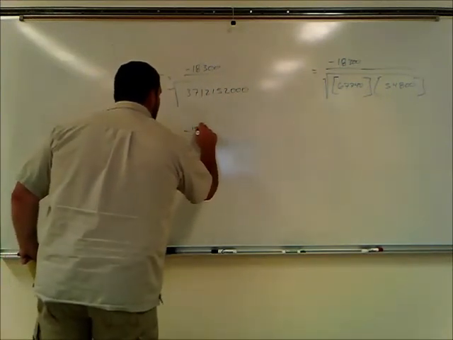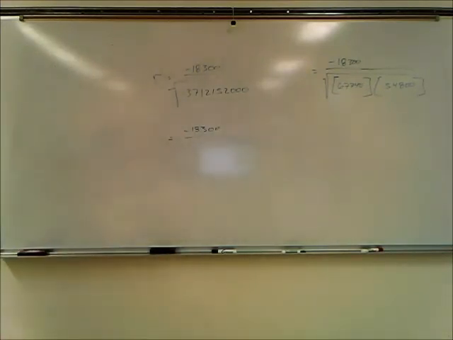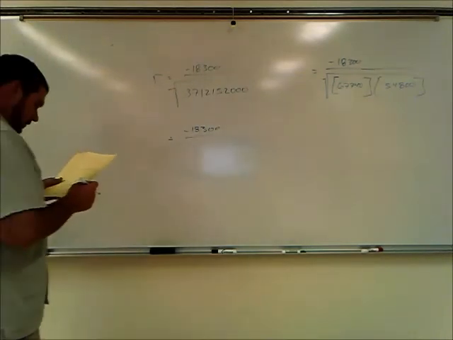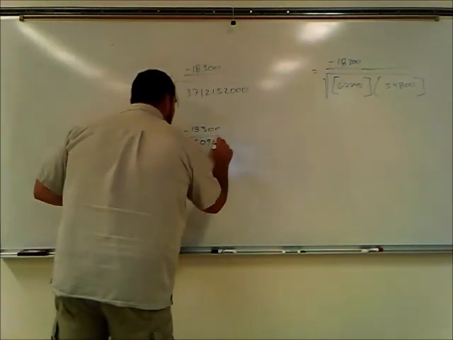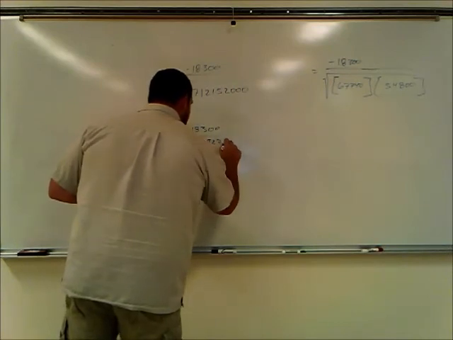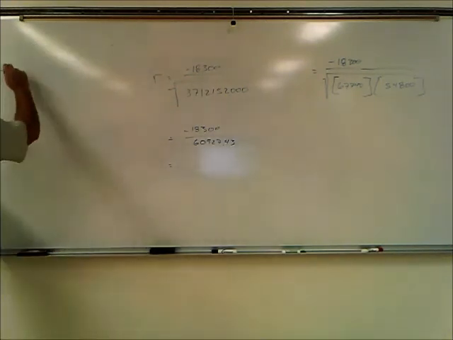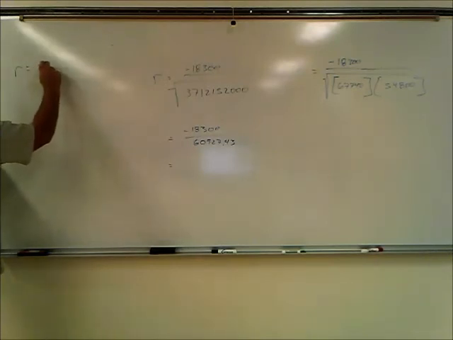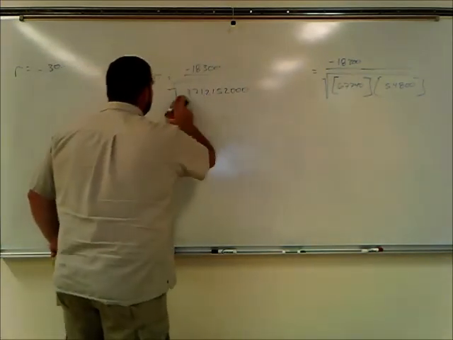Remember, the most common computational error is failing to take the square root after you've solved for the covariation between x and y. The square root of 3,712,152,000 is 60,927 out to the second decimal place. We divide those and we get a coefficient of correlation score of negative 0.30.